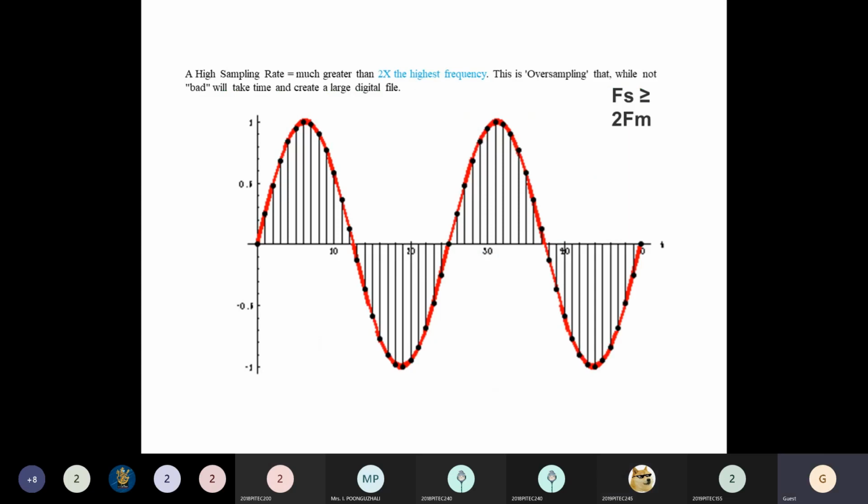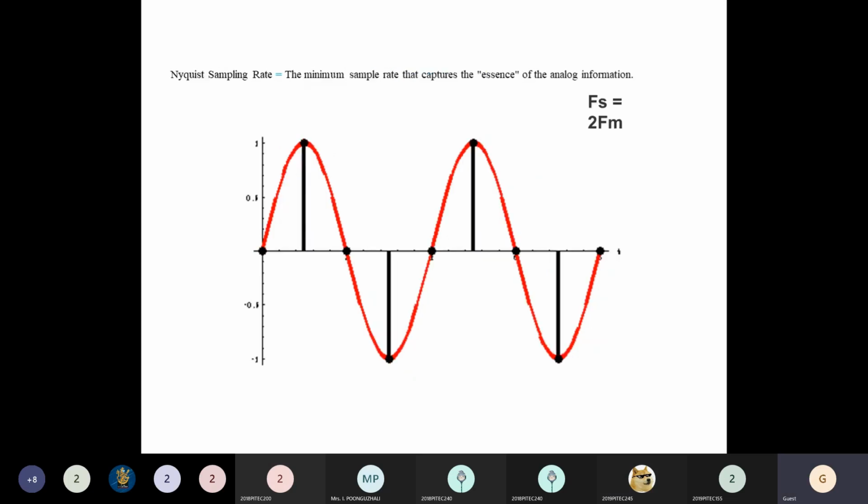Then, if we take a high sampling rate, that is, the sampling frequency is greater than 2 times the highest frequency, fs greater than 2fm, the sampling is said to be oversampling. Then we have undersampling, that is, fs less than 2fm. In that case we cannot reconstruct our signal properly.